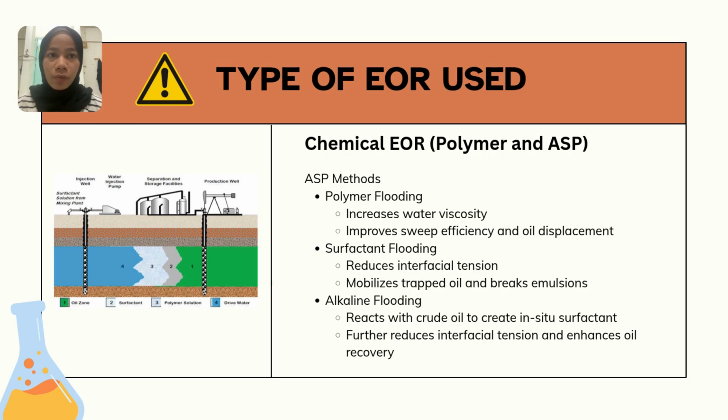And lastly is polymer flooding, which involves adding polymer to the injected water to increase its viscosity. This helps control the mobility of the water, improving the sweep efficiency and ensuring that the water pushes the oil more uniformly through the reservoir. So each method targets a different challenge in oil mobility and can be used alone or in combination depending on reservoir condition.